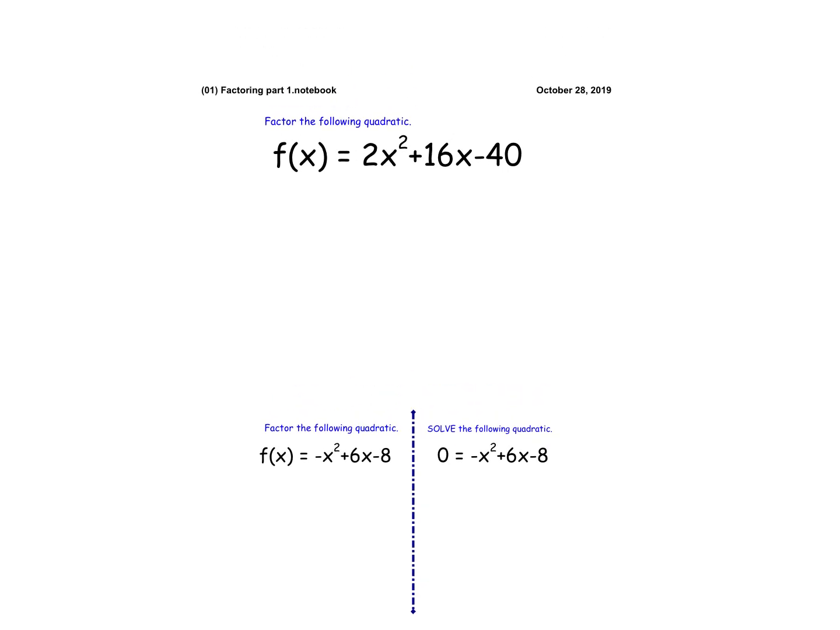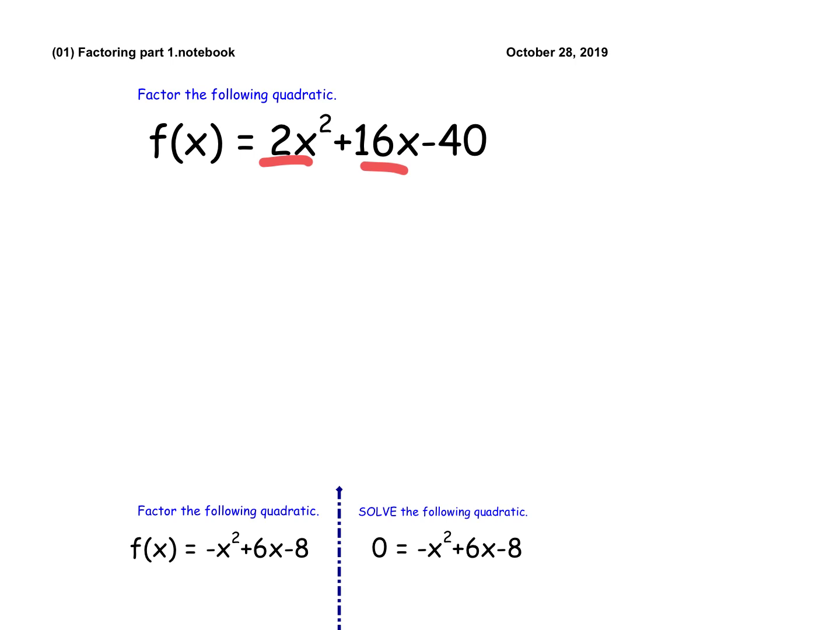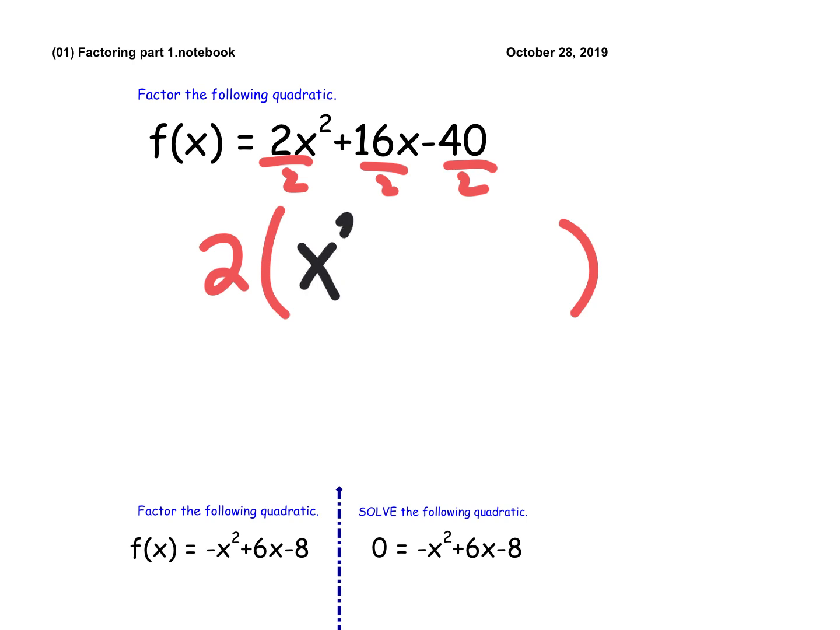Liv, do you see anything that's common in all of those? 2. EJ, when I take out a 2, which I can do by dividing by 2 here, here, and here, what do I have left to put on the inside? X to the second plus 8x minus 20. Perfect. Now, a really common mistake is to say, yay, I factored it, I'm done. But you can factor it again.